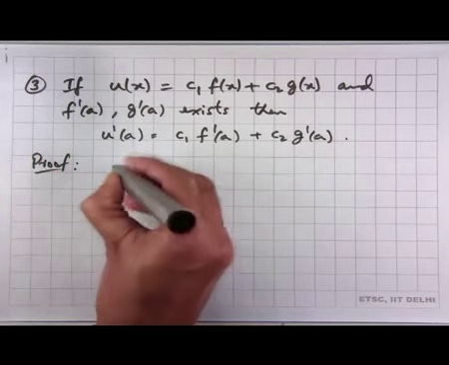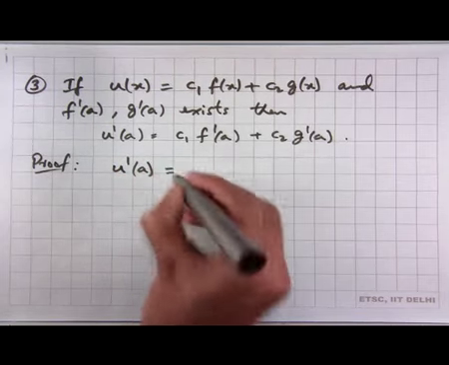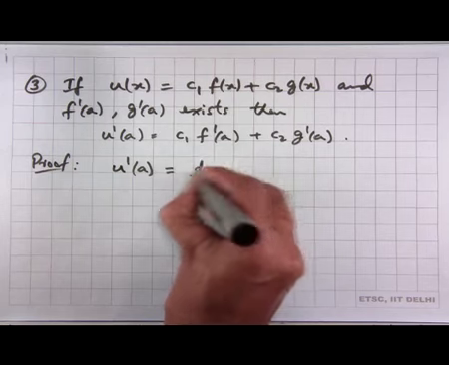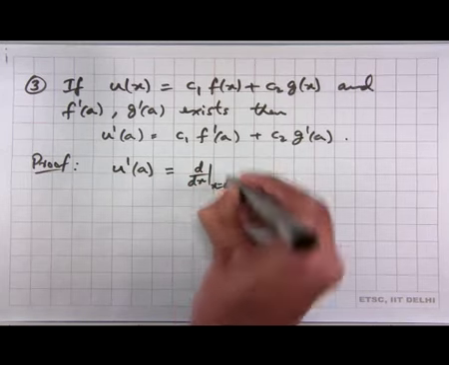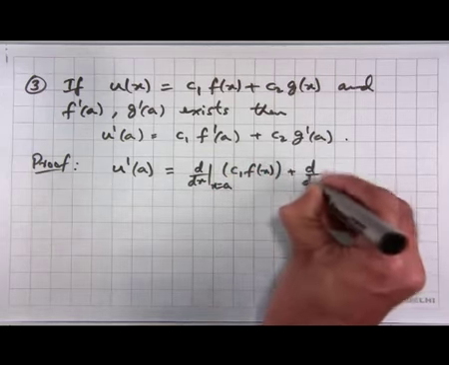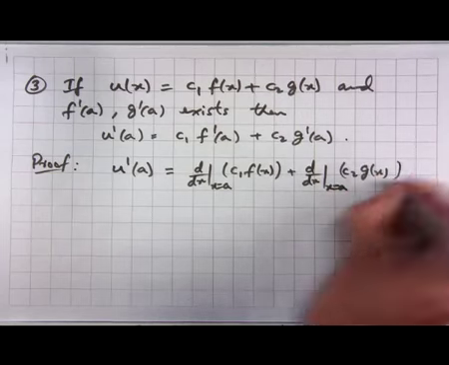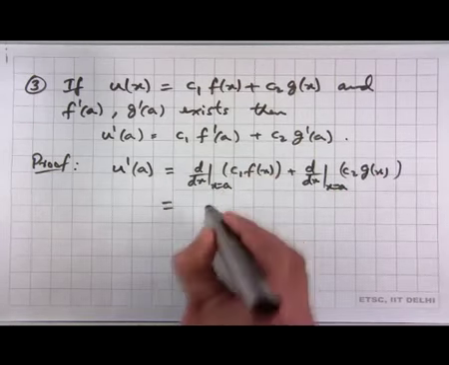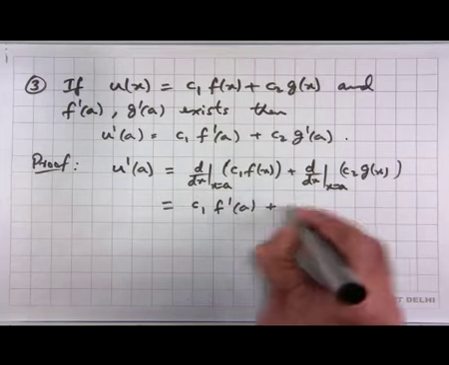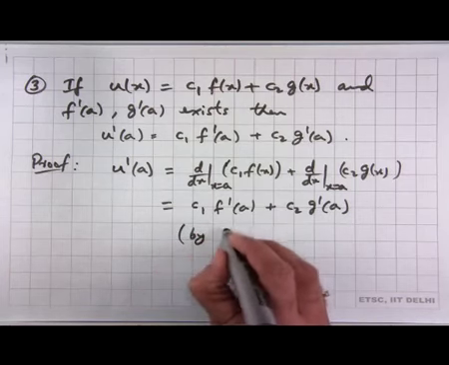So, we know that u prime of a is equal to, by the sum rule, d by dx at x equal to a of c1 f of x plus d by dx of c2 g of x at x equal to a, and by the constant multiple, this is equal to c1 times f prime a plus c2 times g prime a by the previous two results.